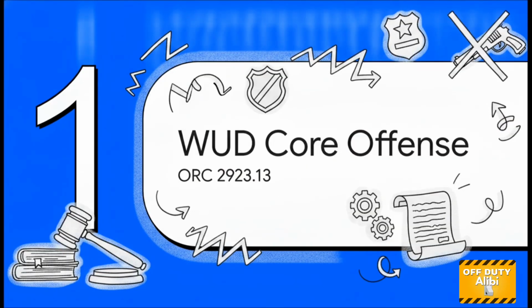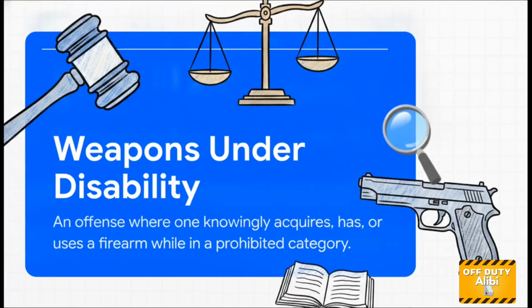Section 1, Weapons under Disability. The core offense. So before we can fight the charge, we have to understand it, right? The absolutely crucial point here is that a WUD charge hinges entirely on the status of the defendant. It's about their knowledge of possessing the weapon, not whether they knew they had a legal disability. The state literally only needs to prove the defendant knowingly possessed an operable firearm while belonging to a prohibited category. It's a very strict standard. Oh, and the firearm? It has to be operable, or at least readily capable of being rendered operable.